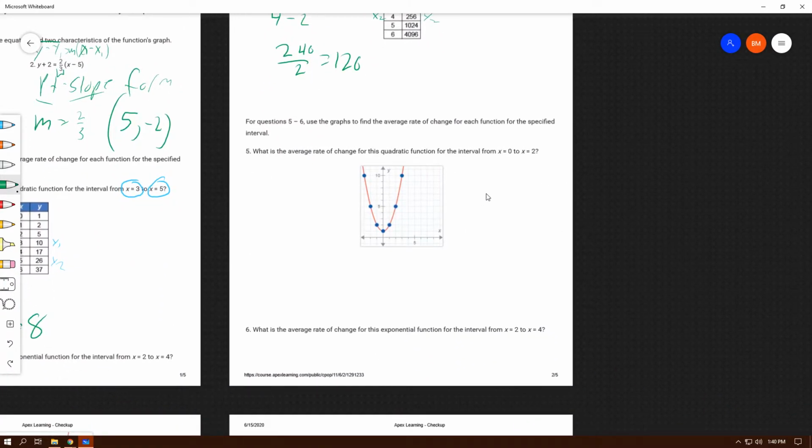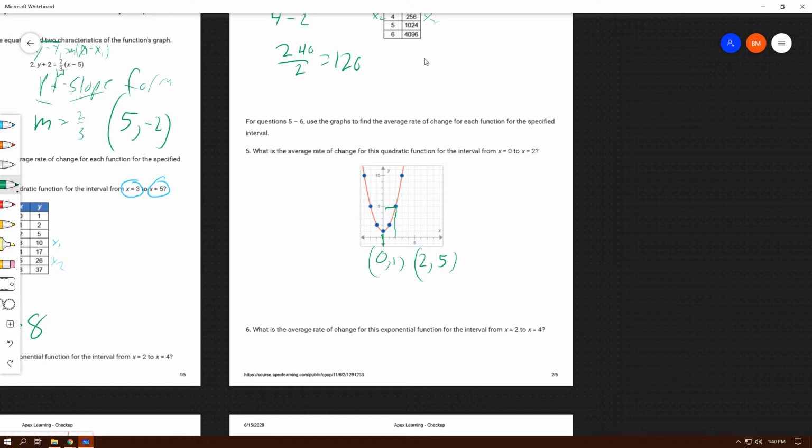What is the average rate of change? Well, now this is going to be the same thing, except instead of giving us a chart of ordered pairs, it's giving us a graph. So when x equals 0 is right here, this is 0, 1. Then x equals 2 is 2, 5. So you have these two ordered pairs. You just do the slope formula that we just did the last two problems.